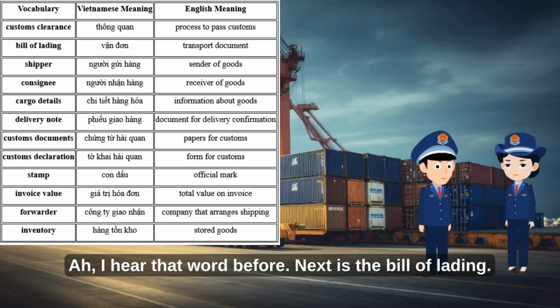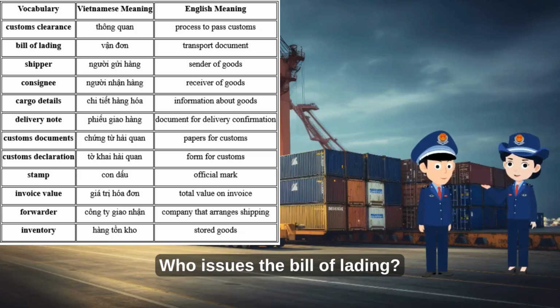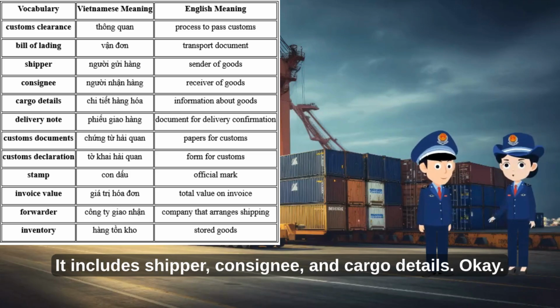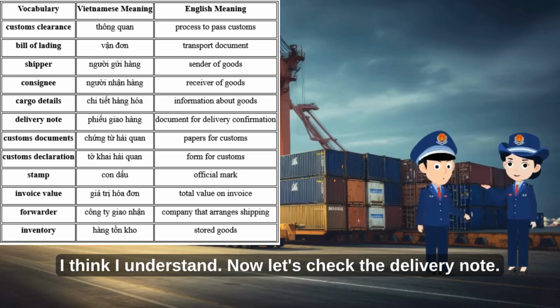Next is the bill of lading. That sounds difficult. It is simple. It is a transport document. Who issues the bill of lading? The shipping company issues it. What information is inside? It includes shipper, consignee, and cargo details. Okay, I think I understand.